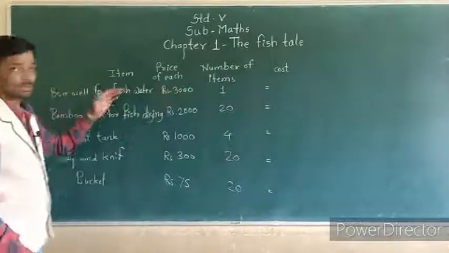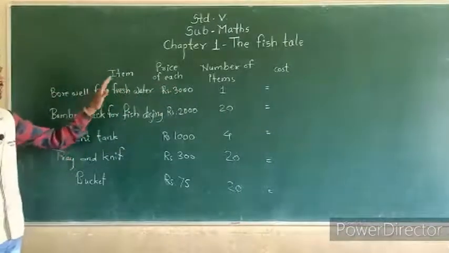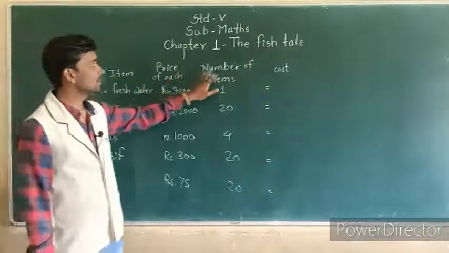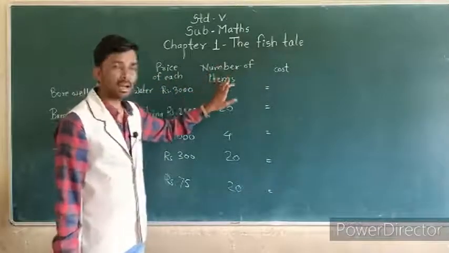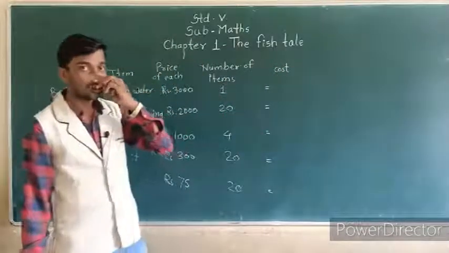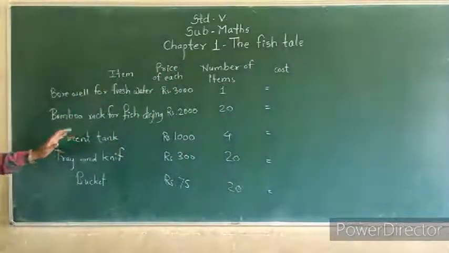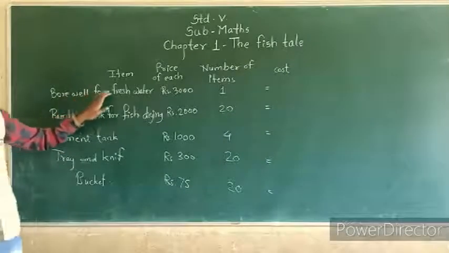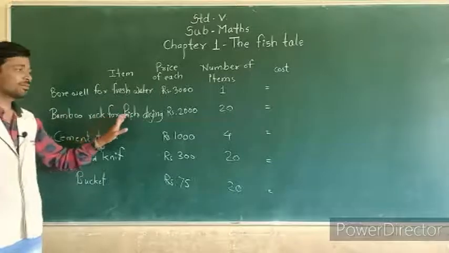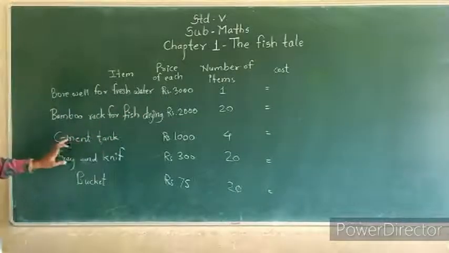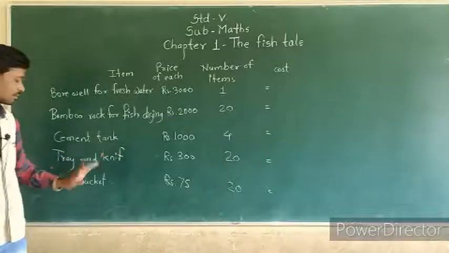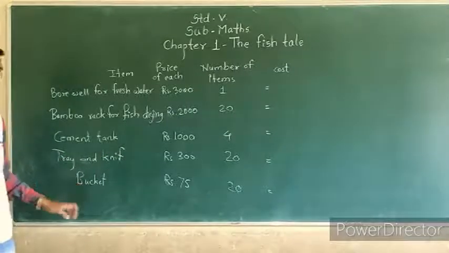See this table. In this table they have used item, price of each, and in the third column number of items, and here we can find the cost. See which items they need: bore well for fresh water, second one bamboo rack for fish drying, third one cement tank, fourth one tray and knife, and last one buckets.